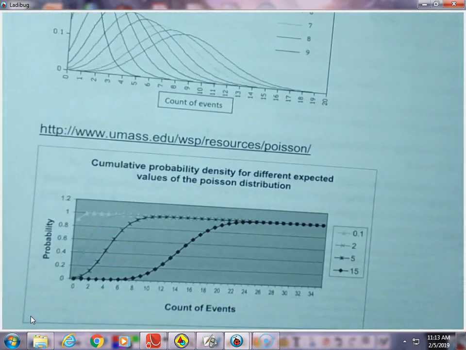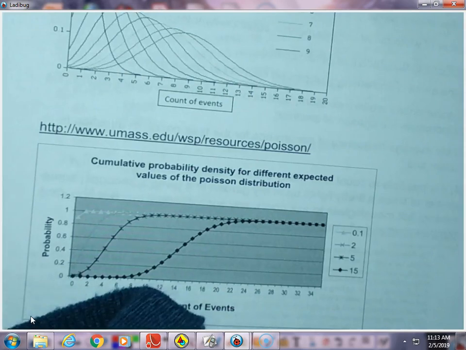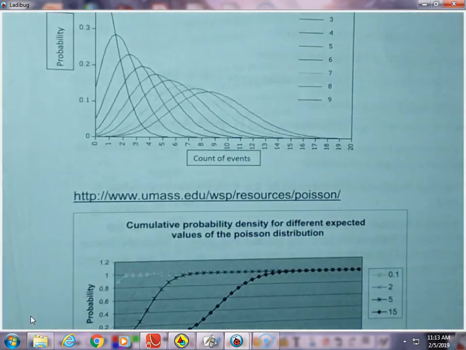Well, this is what the Poisson distribution looks like. I don't have either one in color. That is just sadness. Oh, that would look pretty. Either one of you.